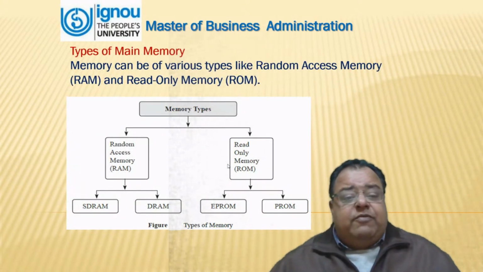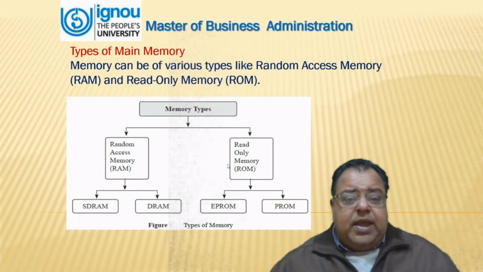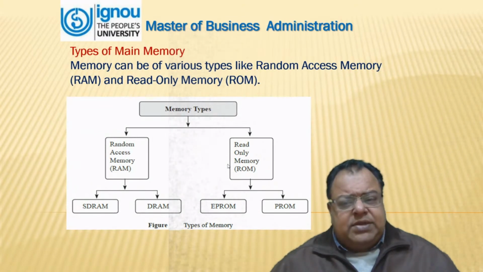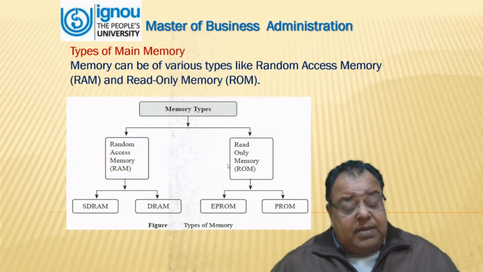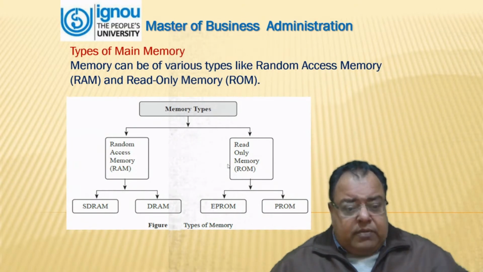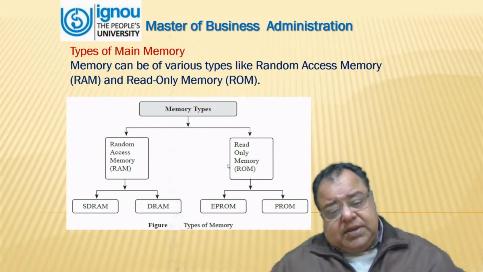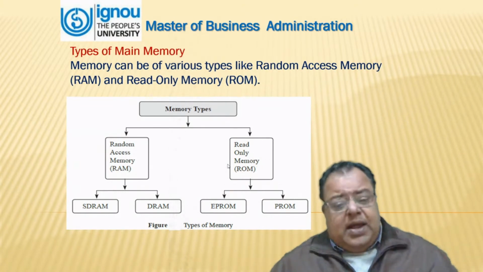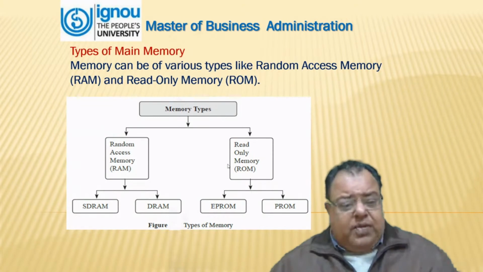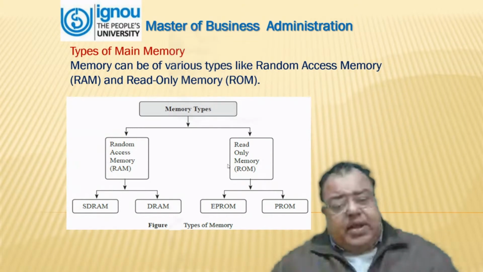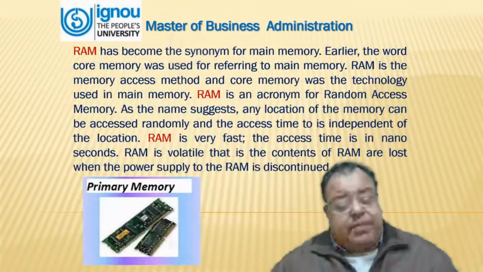What are the types of main memory? Memory can be of various types like random access memory, that is RAM, and read only memory, that is ROM. We can see over here further, this RAM again has two parts, that is SDRAM and DRAM. Similarly, ROM also has EPROM and PROM.